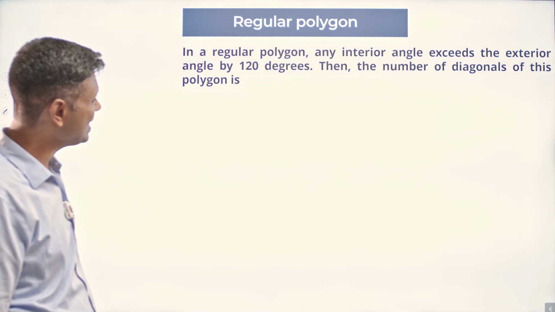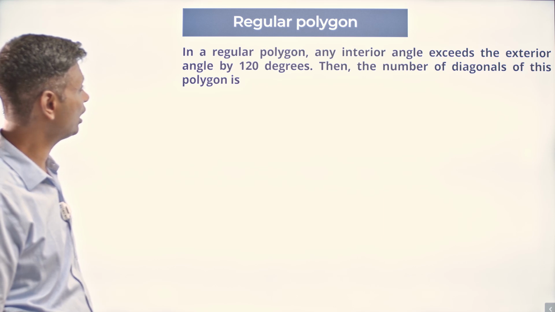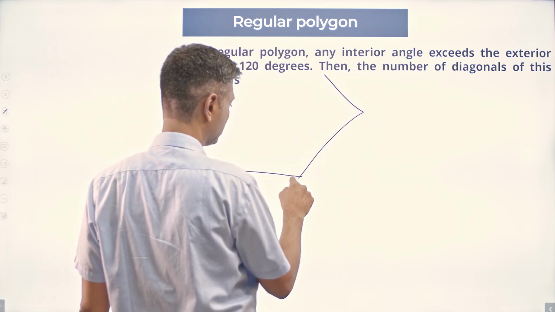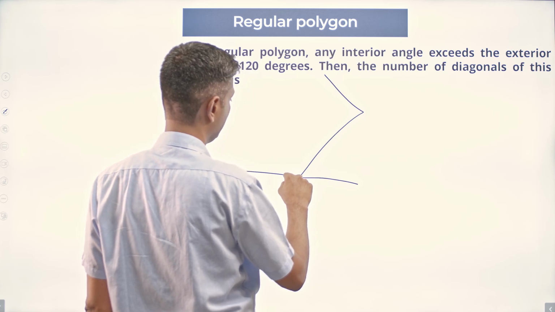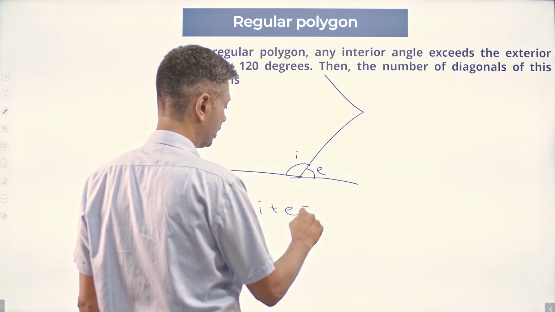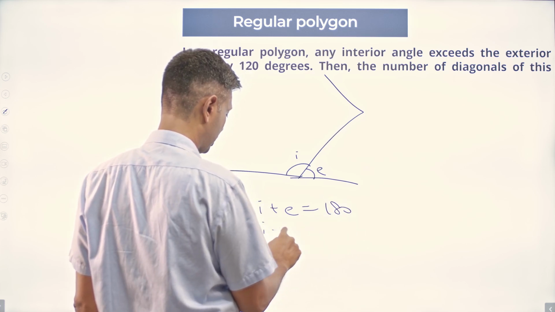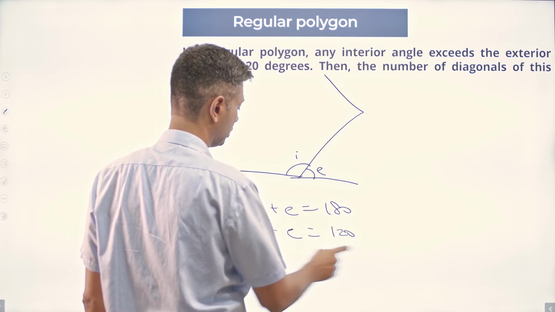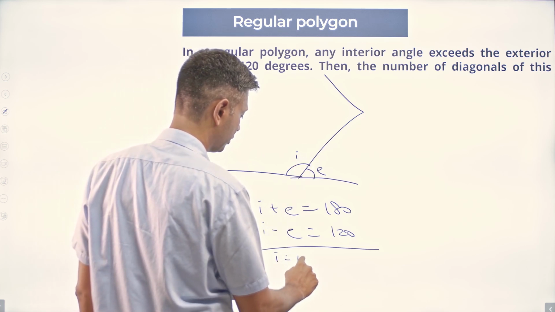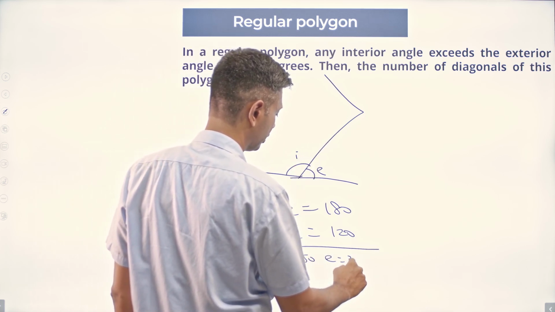A regular polygon, any interior angle exceeds the exterior angle by 120 degrees. Okay, so a polygon like this, interior and exterior. I plus e is 180, I minus e is 120. Add these two, 2i is 300, interior angle is 150, exterior angle is 30 degrees.